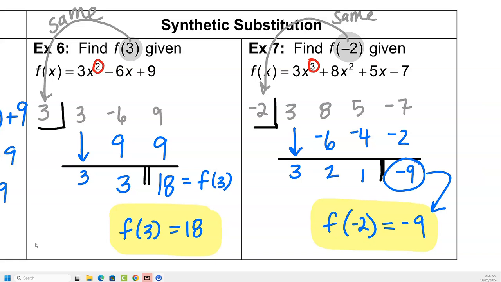And you can check your answer with mine. I happen to get f of -2 is -9. Are there any questions? Great. That will wrap up the lesson.